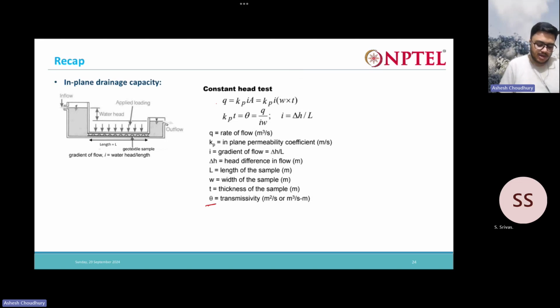And you already know the area of flow, which is the width times the thickness. Then you have i, that is the hydraulic gradient, which is nothing but the head of flow divided by the length of flow, that you already know. From all these things you can determine this theta. This theta is nothing but kp into t. kp is the in-plane permeability coefficient, t is the thickness, and theta is known as the transmissivity. Okay, theta is known as the transmissivity.